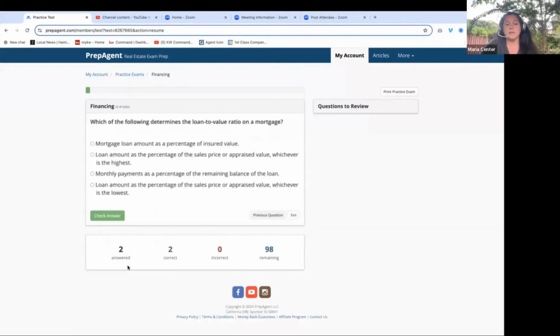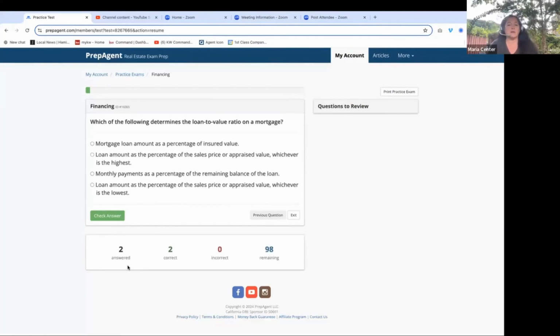Next question up. Which of the following determines the loan to value ratio on a mortgage? The mortgage loan amount as a percentage of the insured value, the loan amount as a percentage of the sales price or appraised value, whichever is the highest, the monthly payments as a percentage of the remaining balance of the loan, or the loan amount as a percentage of the sales price or appraised value, whichever is the lowest.